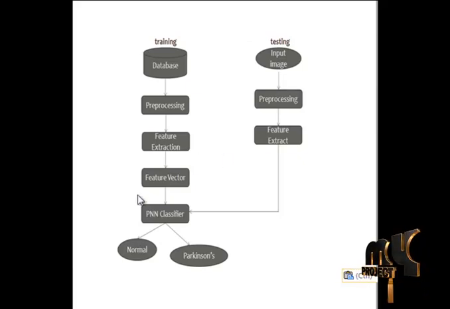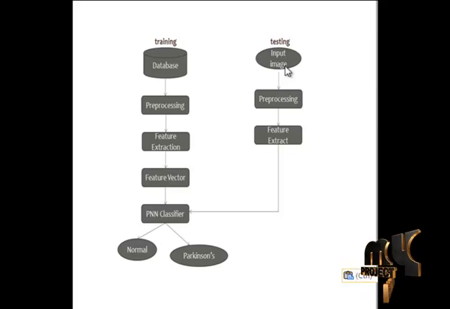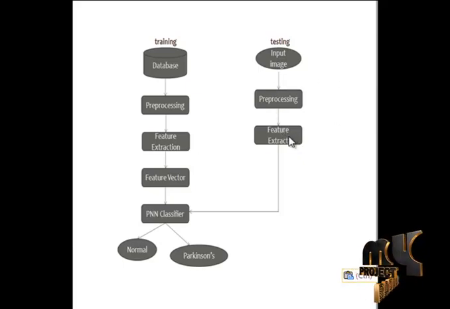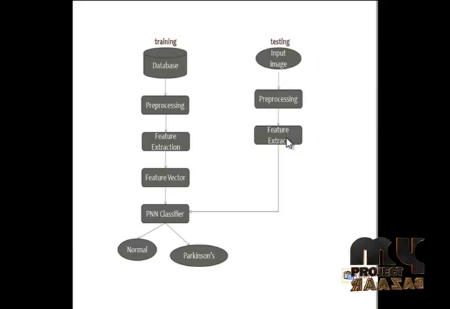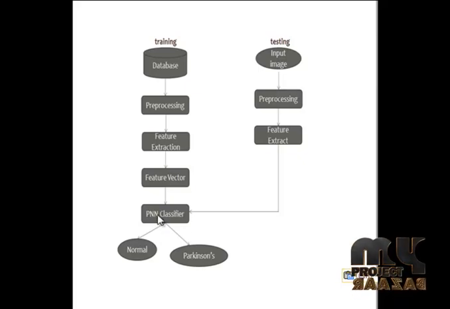After that, the classifier is trained. The input testing signal is given. For the testing signal, initially the noise is removed. After removing the noise, it goes to the feature extraction. Here we are extracting the statistical information of the signal. The extracted features will go to the trained classifier. Based on the training, it will identify whether the signal is normal or Parkinson's.